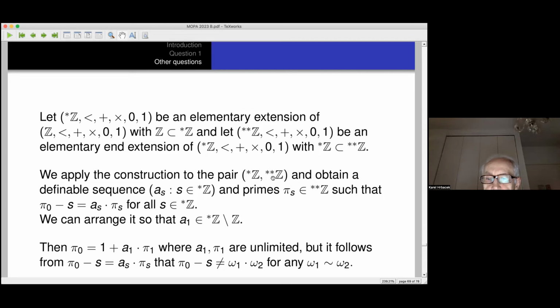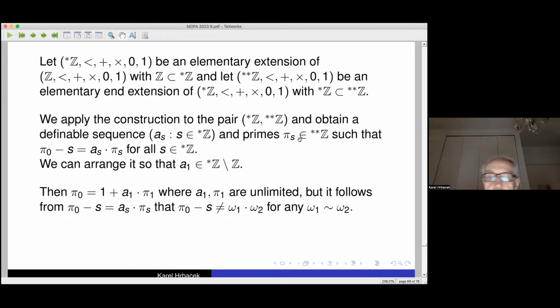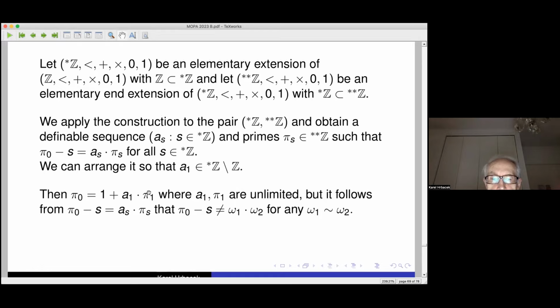and we obtain a definable sequence of primes in Z double star such that this holds for all s in Z star, and we can easily arrange to make a1 unlimited from the point of view of Z, that means from Z star minus Z, and then we get pi 0 is 1 plus a1 pi 1, where a1 is unlimited from the point of view of Z, and of course pi 1 is also unlimited from the point of view of Z, so pi 0 is in the required form, but we cannot write it in the form omega 1 times omega 2.